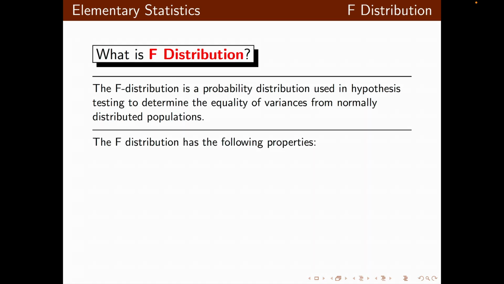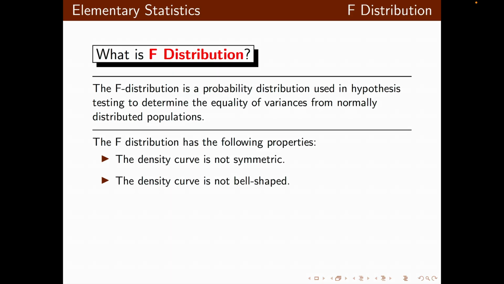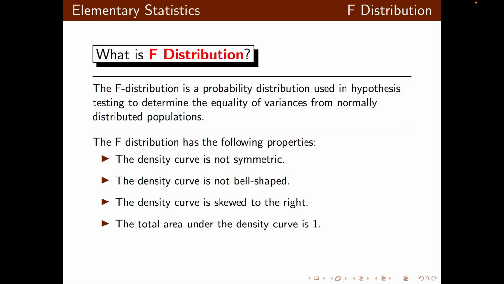The F distribution has the following properties. The density curve is not symmetric. The density curve is not bell-shaped. The density curve is skewed to the right. The total area under the curve is always 1.